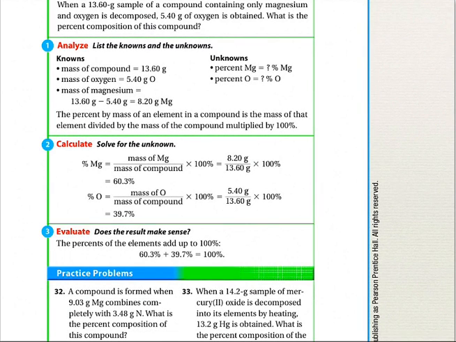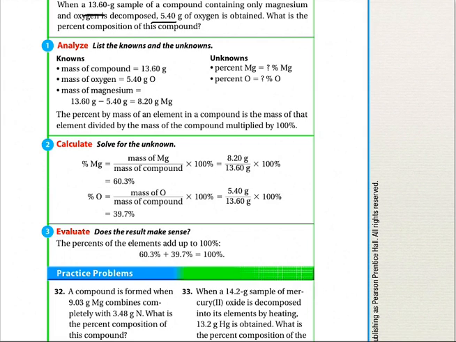All right, let's take a look at this example. It says when a 13.6 gram sample of a compound containing only magnesium and oxygen is decomposed, 5.4 grams of oxygen is obtained. What's the percent composition? Just remember your basic thing about percents, it's always the part over whole. So the part is 5.4 grams over the whole thing. When it was in a compound, it was 13.6 grams. So just take that whole thing and do that.